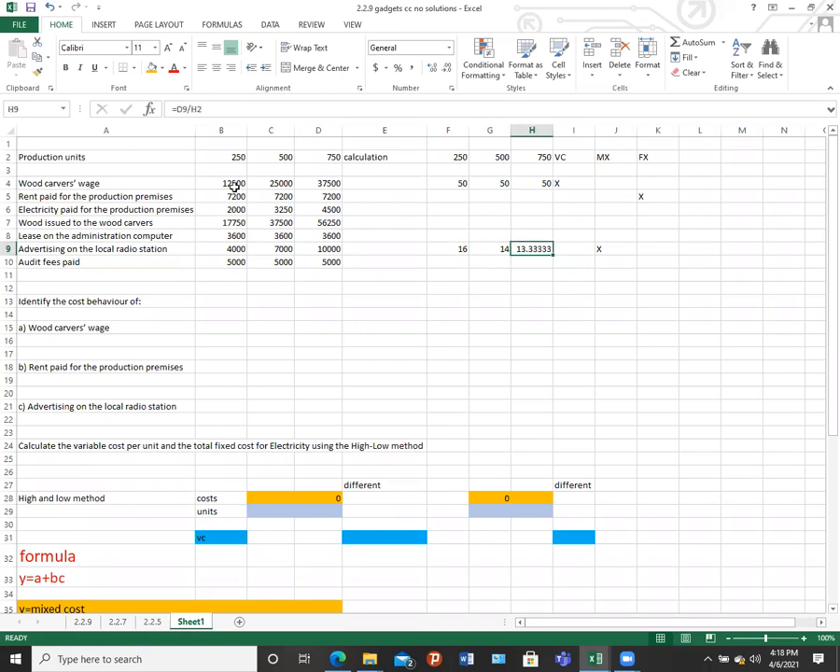And then the total cost changes in the same proportion as the units produced change. Even here, it changed in the same proportion as the units change. But for variable, the cost per unit doesn't change. Here it changed. It's not constant, guys.